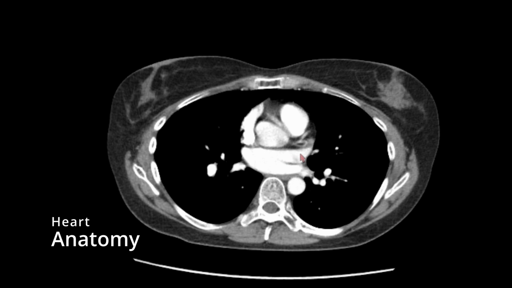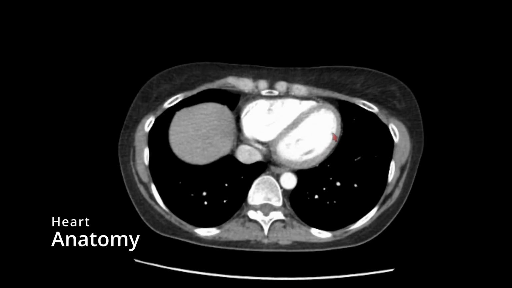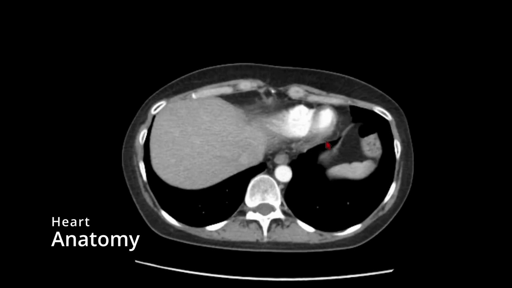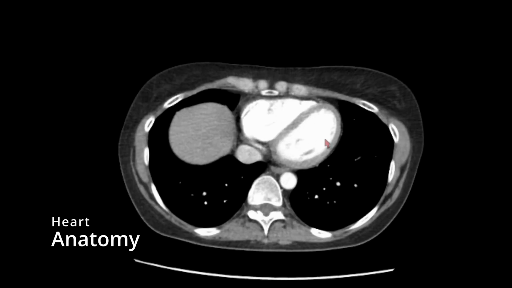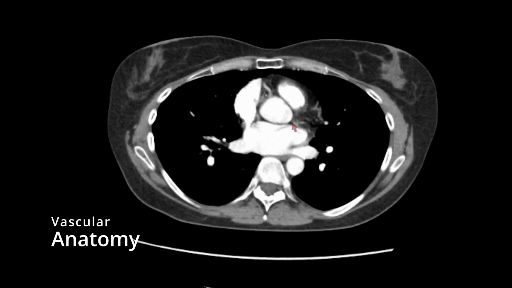The left atrium is less than 4 centimeters in AP dimension. If it is more than 4 centimeters, it would be considered dilated, and a good rule of thumb is that if it is more than 5 centimeters, it is definitely dilated. The left ventricle here has a relatively thick muscle wall and has these prominent muscular filling defects within it. These are papillary muscles.